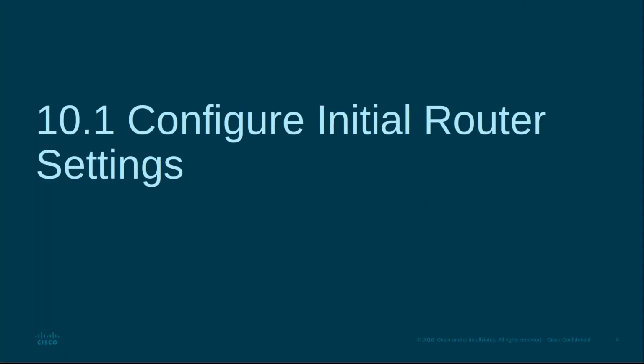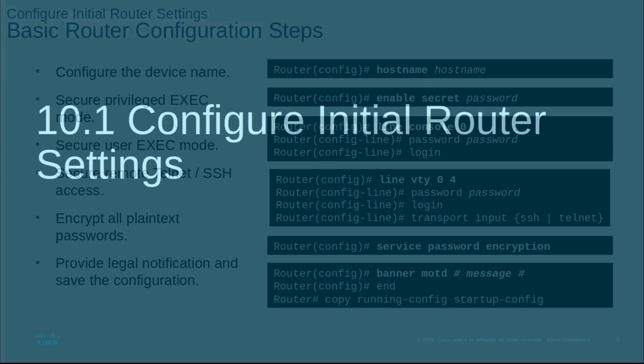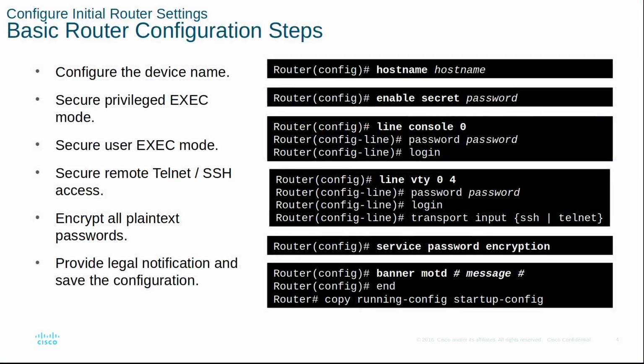So the initial router settings are basically identical to what you're going to do on a switch, just slightly different values, right? Your prompt is router instead of switch by default, because it's a router. So you're going to do things like configure the device name with the hostname command, set the enable password, set your console and VTY passwords.